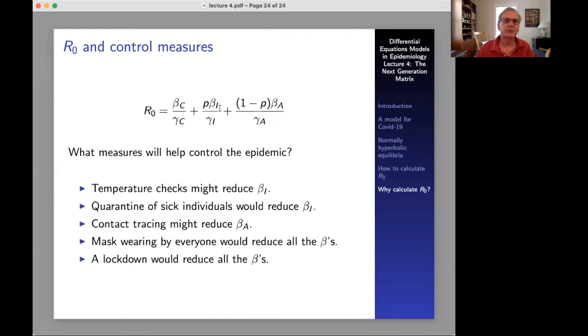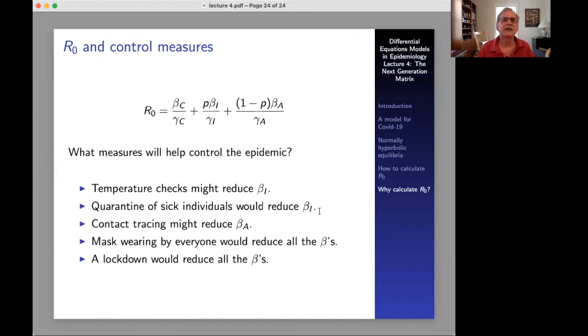What about if you simply order a quarantine? All sick individuals should stay home. The sick individuals are the ones in compartment I. Telling them to stay home would reduce the number of people they contact. So you might also be reducing this beta I a little, but probably they're staying home anyway because they're sick.